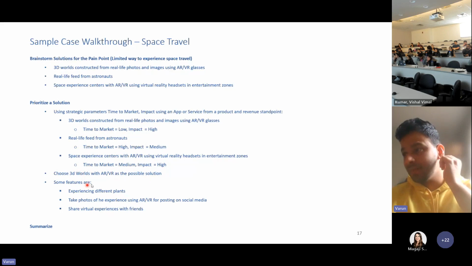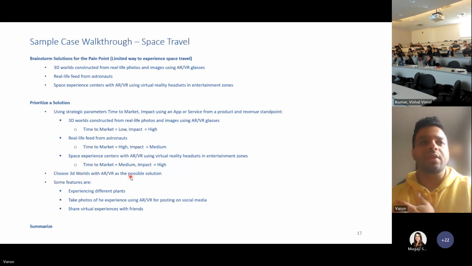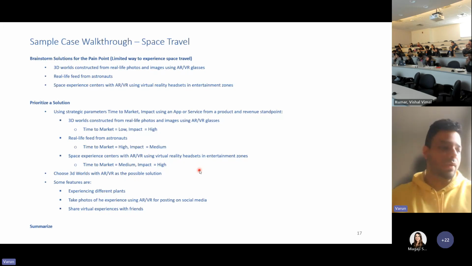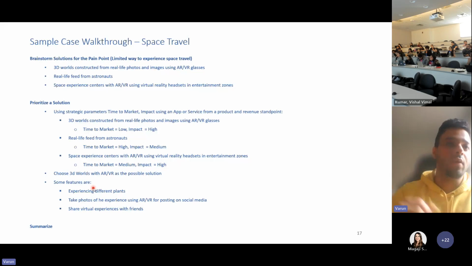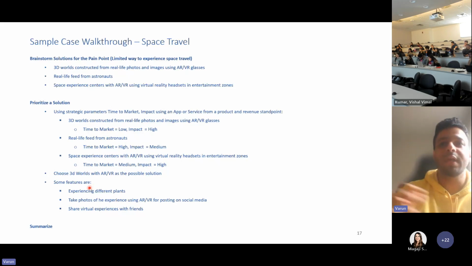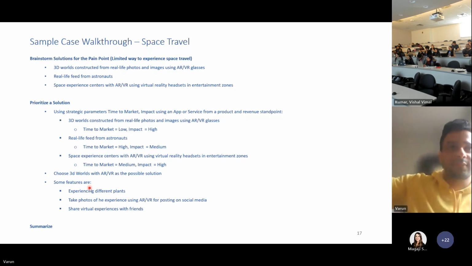And once the solution was prioritized, it's just some features. This is not mandatory to call out. It's a good to have thing, it helps you differentiate your answer in the interview. I just said one feature can be experiencing different planets. Maybe I want to check out Jupiter, I want to check out Pluto, I don't know. Experiencing those ecosystems and environments. Another is taking photos of the experience and posting it on social media so I can share it with a broader audience. And third is, of course, sharing that virtual experience with my friends, right? All of us maybe wear headsets and are in the same room or on the same planet and take that into consideration.